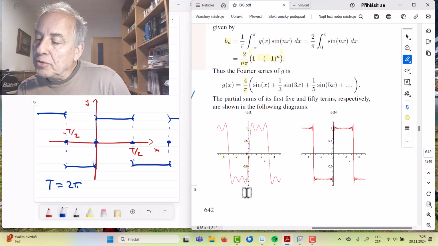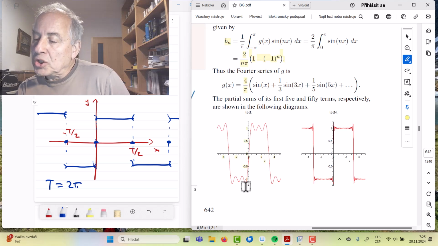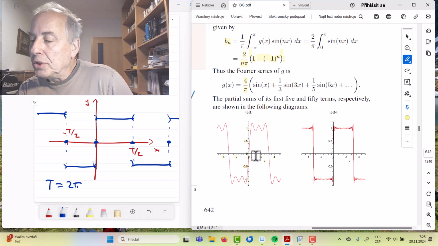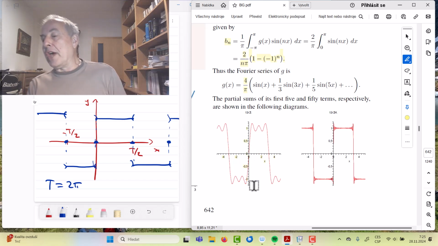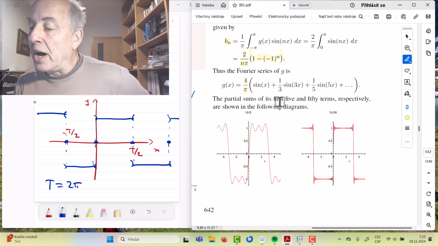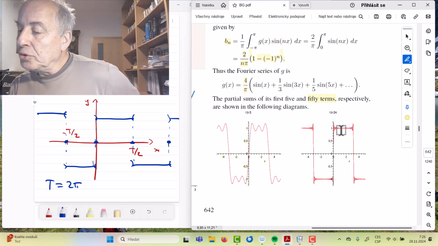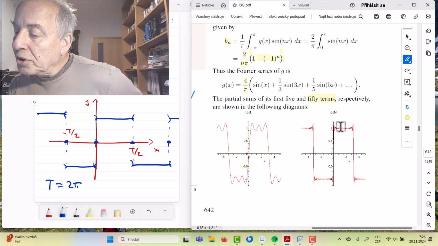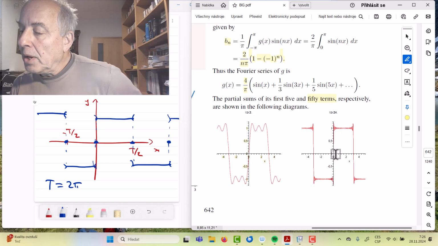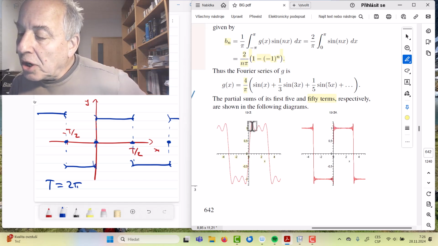to 0, at the jump point, it starts much lower than -1. It's something like nearly -1.2 and ends at nearly 1.2. So you would say this is because I have taken only the first 5 terms, right? But if I take 50, I get this picture, and you see it gets much nicer here in the middle, but still it jumps exactly as high as here.